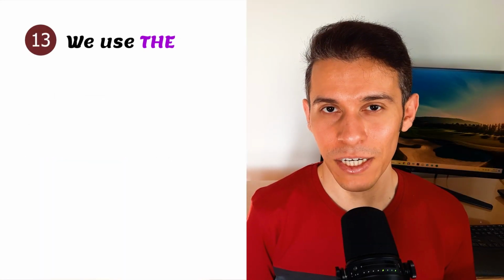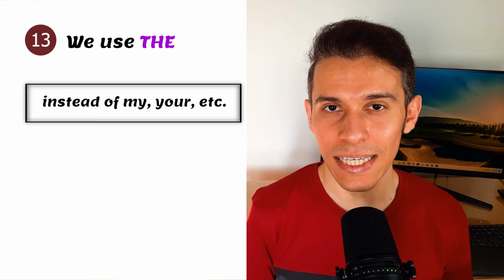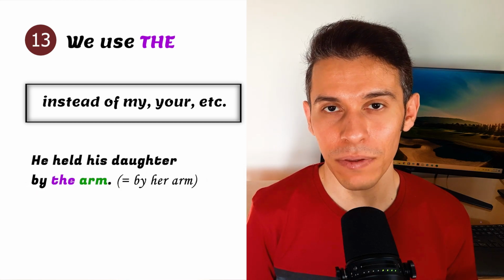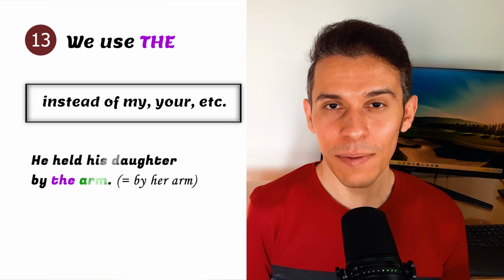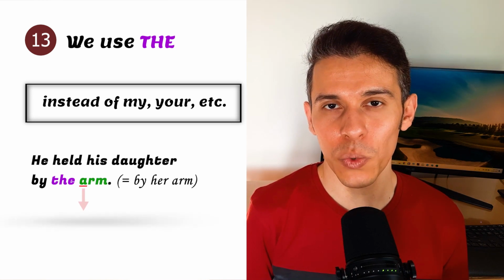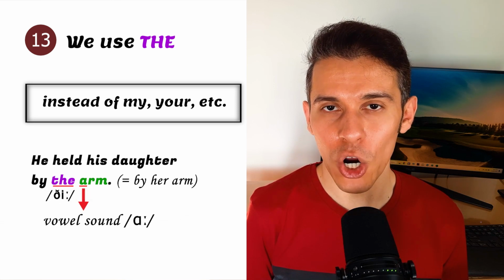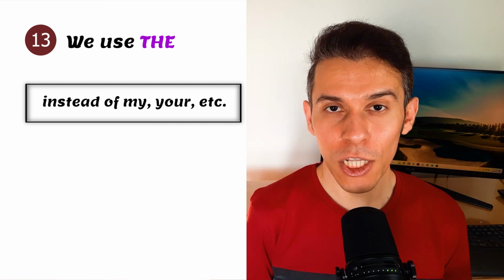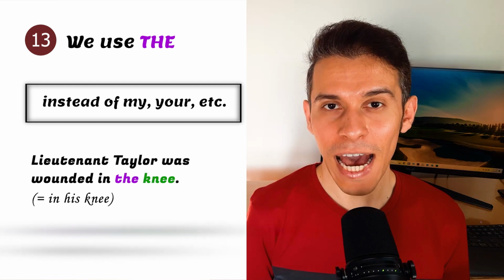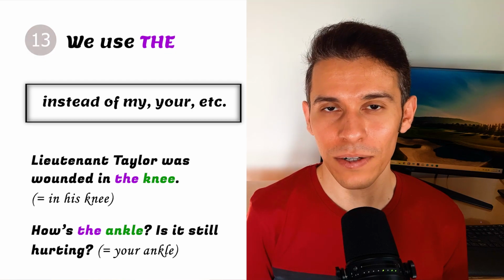Number 13. We use the instead of my, your, his, etc. He held his daughter by the arm. By the arm means by her arm. Let me tell you something about the pronunciation of the. When the word that comes after the starts with a vowel sound, we pronounce the as the arm, by the arm. Lieutenant Taylor was wounded in the knee. In the knee means in his knee. How's the ankle? Is it still hurting? How's the ankle? The ankle means your ankle.